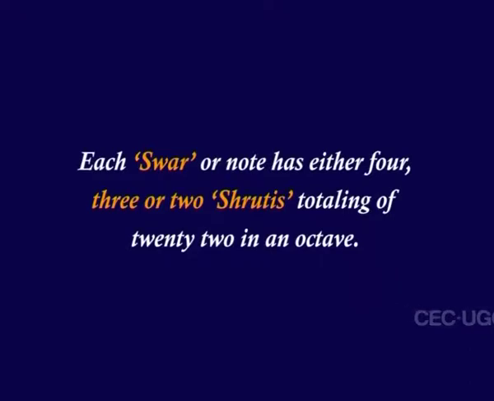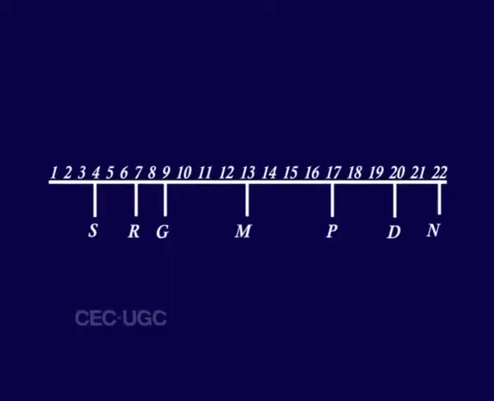Each swar or note has either 4, 3 or 2 shrutis, totaling 22 in an octave. Our ancient music scholar Bharat, author of Natya Shastra in the 2nd or 3rd century, and Pandit Sarangdev, author of Sangeet Ratnakar in the 13th century, have placed each note on the last shruti that was assigned to it. And this was how swars were placed on 22 shrutis. You can see this in a table. Just have a look at this table.